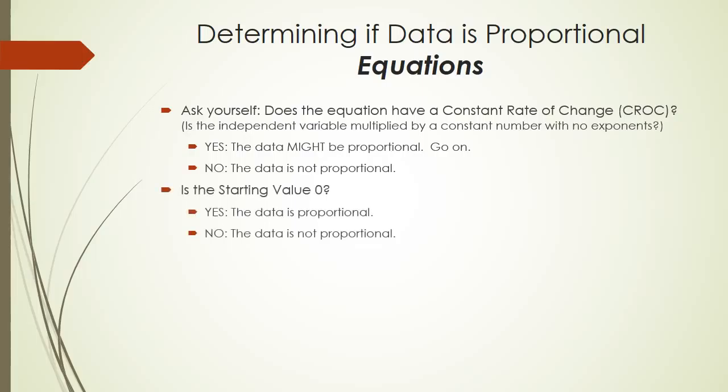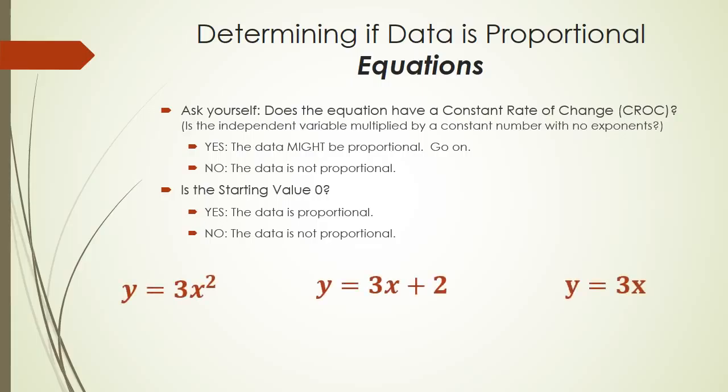Our second question is to see, is the starting value 0? When we look at an equation, the starting value is the value added to the end of the equation after the independent variable. If there's no starting value written, we assume it to be 0. So in that case, we would have a proportional relationship. If there is a starting value, meaning we're adding or subtracting something to the end of our equation, our data set would not be proportional.